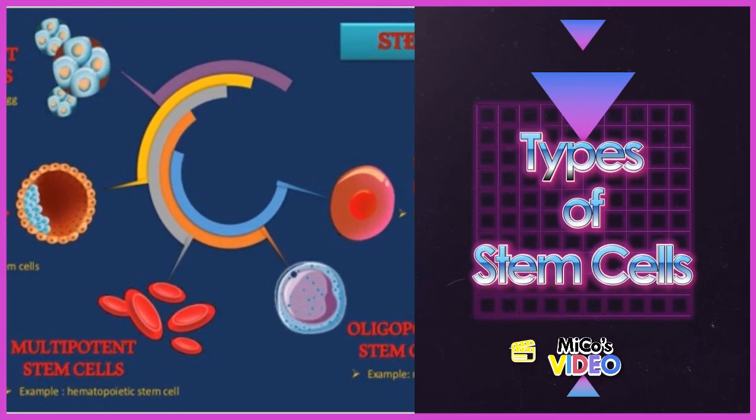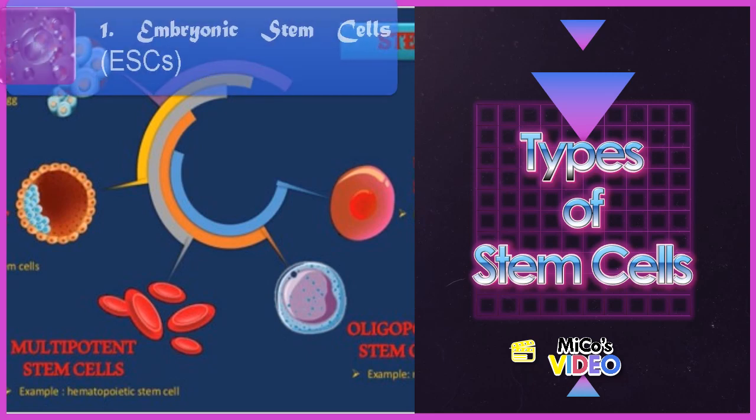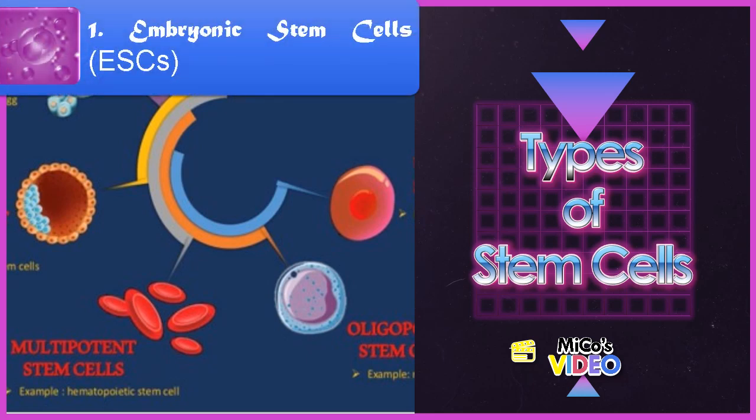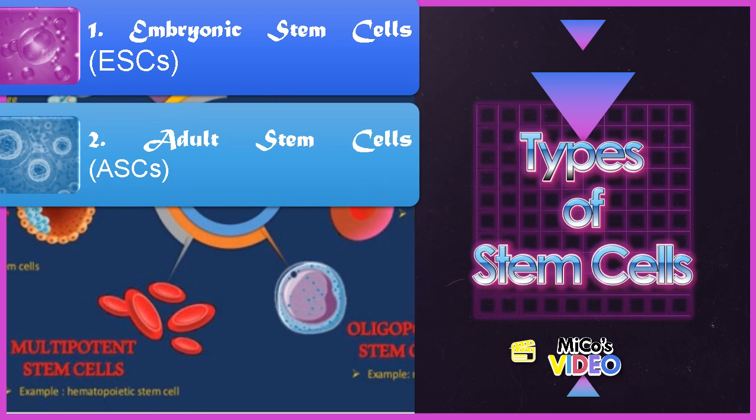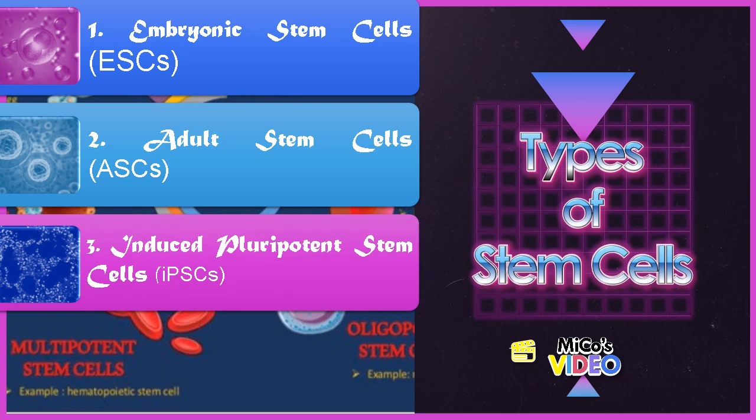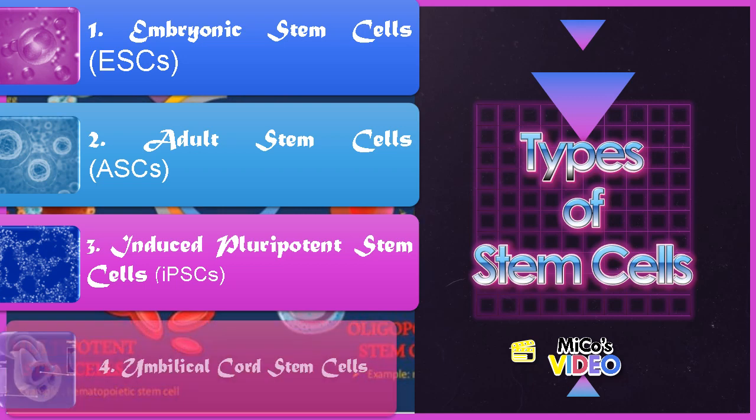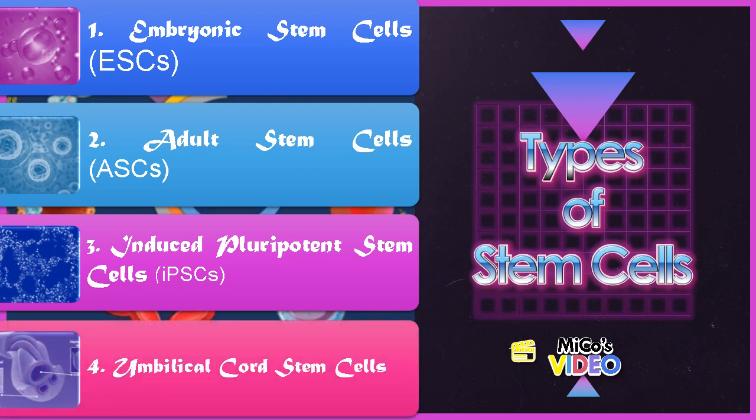Now let's proceed to the different types of stem cells. Stem cells are classified as follows. First, we have the embryonic stem cells, also known as the ESCs. Second, adult stem cells, also known as the ASCs. Third, we have the induced pluripotent stem cells, or iPSCs. And lastly, we have the umbilical cord stem cells.